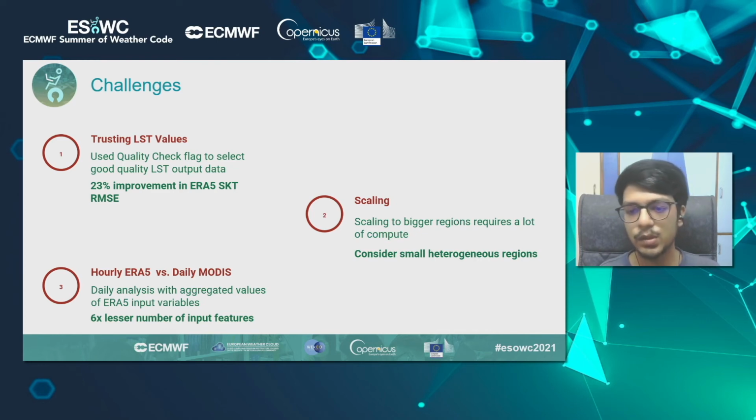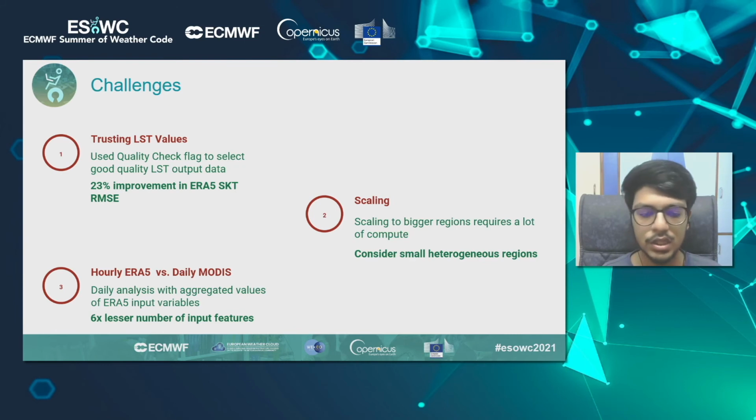The second challenge was scaling. Right now we showed results on 2 smaller regions from the European region, and this is not the entire global scale. So scaling is still an issue for us. That's why we are only considering smaller heterogeneous regions of Europe as of now, but we do plan to scale it to global or continental regions in the future.